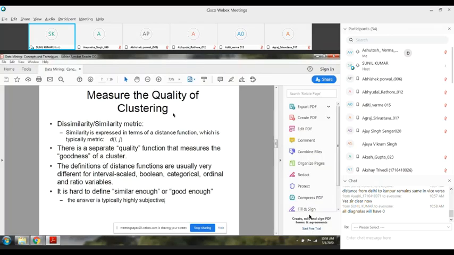Now see one more thing. If we are going to check the quality of the clustering, then we have to measure the quality of clustering. And that we can do with the help of a dissimilarity or similarity matrix. Similarity is expressed in terms of a distance function, which is typically a metric d(i,j). What d(i,j) indicates here is the distance between object i and object j.